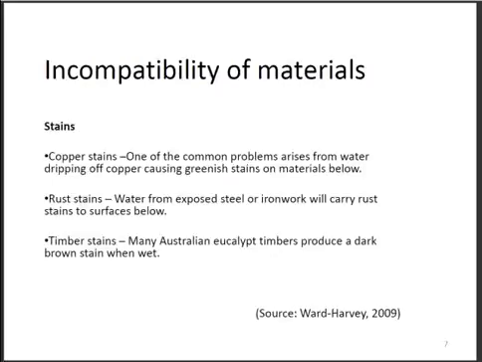There are some other issues relating to incompatibility of materials, such as stains, which include copper stains. Copper stains are the greenish stains that are caused by water dripping off copper, and rust stains, of course, which is very common in our life. And some timber stains may be dark brown stain in wet conditions. The stains are not only damaging to the aesthetic value of the materials, sometimes they lead to instability of the materials, and these should be monitored.